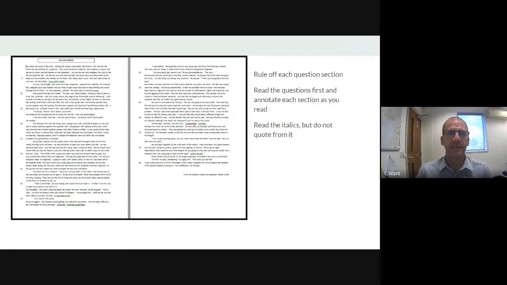There is a bit of italics at the beginning. Do read that, but remind yourself that you're not to quote from that. You can't use that to answer any of the questions. That's the bit in italics at the start.